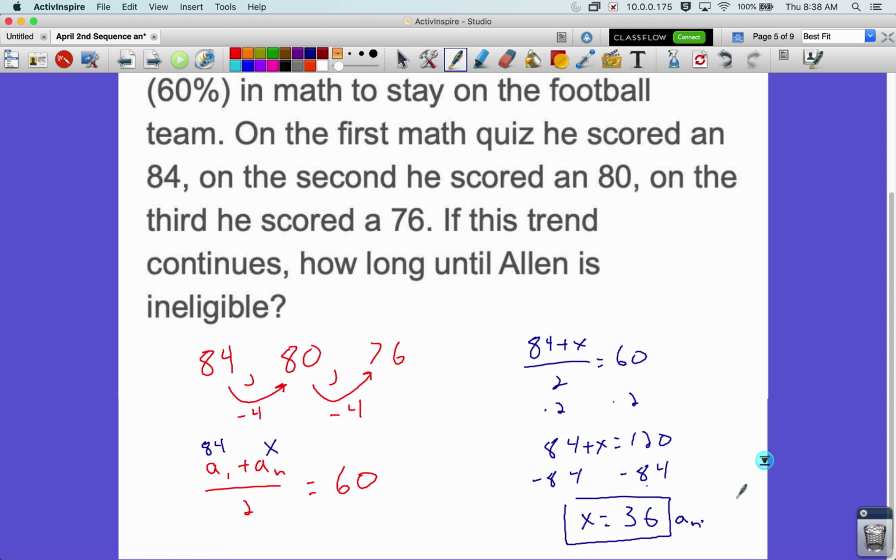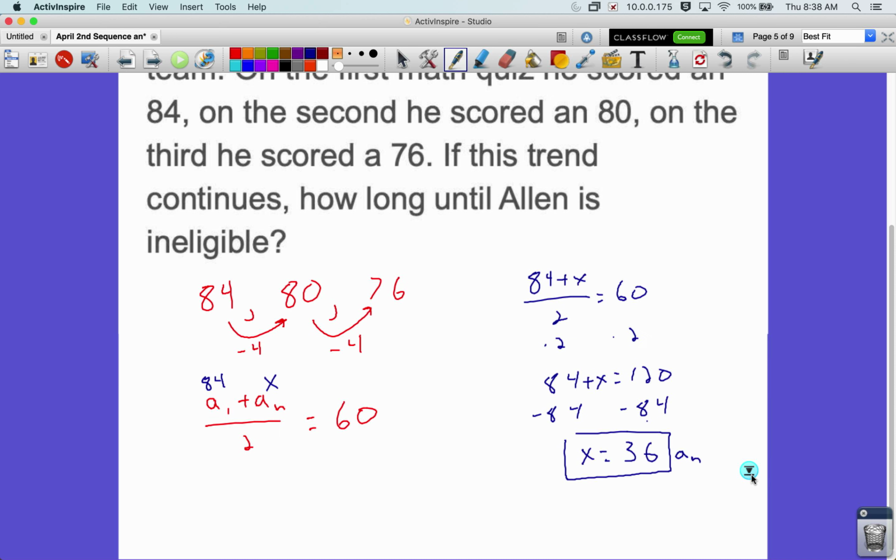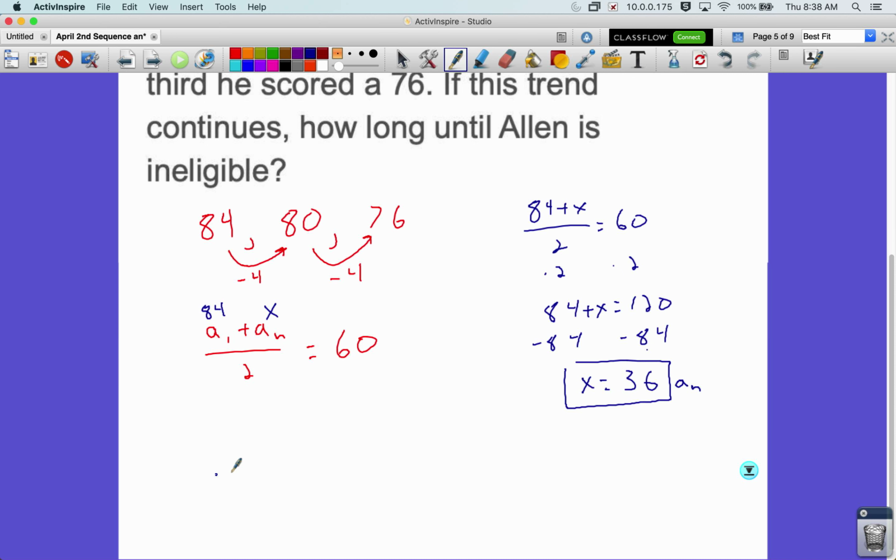So this is A sub n. And it's because all of these original quizzes are kind of building up a good percentage for Alan. He then needs to start scoring below 60% and doing it consistently until that average gets brought down below a 60. So now that we have A sub n, let's use our explicit formula to solve for n, the number of quizzes that's going to get us there.